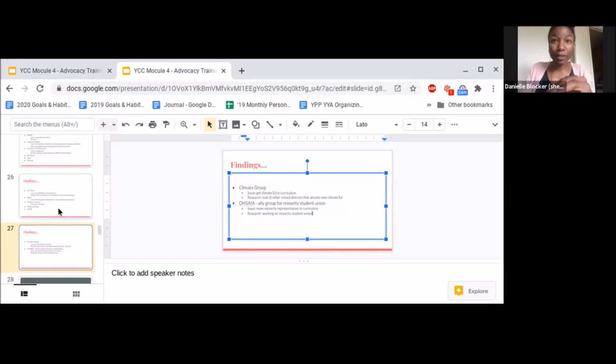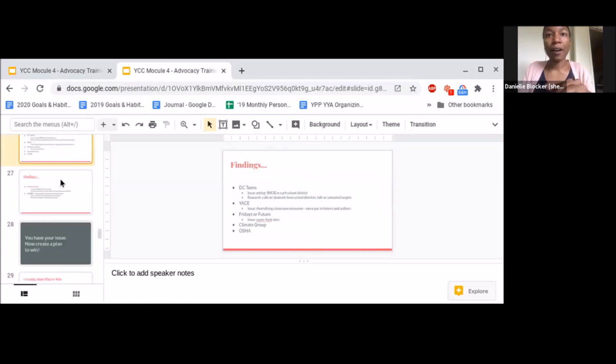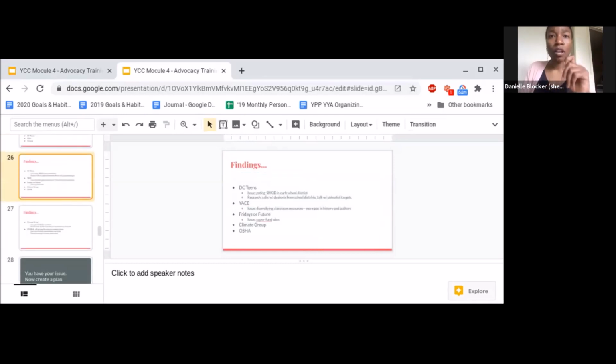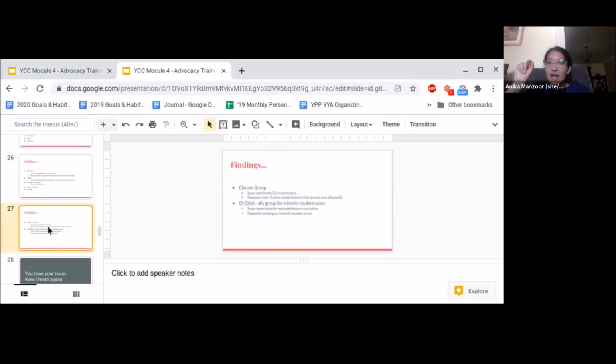These are all really great things that people are working on. And it seems like people have well-developed issues or are in a good place in terms of doing some of the research steps that they need to get there. So this is wonderful. It seems like we have a group, though, that I was remiss to mention.